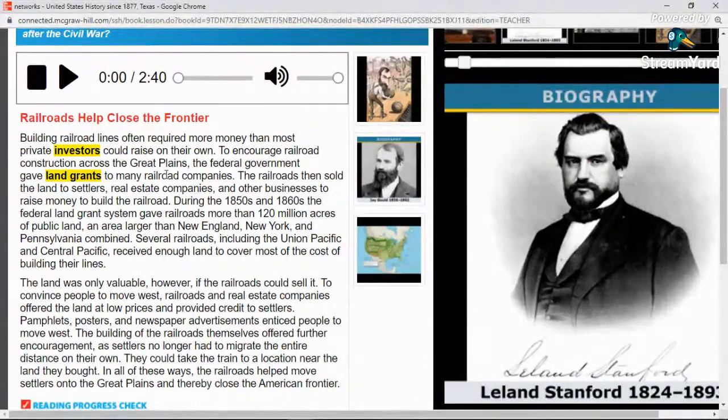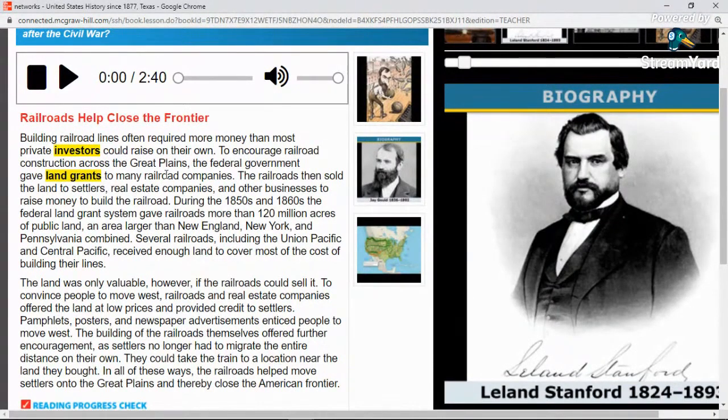So to create these railroads, it required more money than most private investors could get on their own. So the federal government is the one that gave these land grants to these railroad companies. Okay, what is a land grant? It's a contract that says this land is yours. And then the railroads would sell land to settlers or other companies to build their businesses there that would help raise money for the railroad.